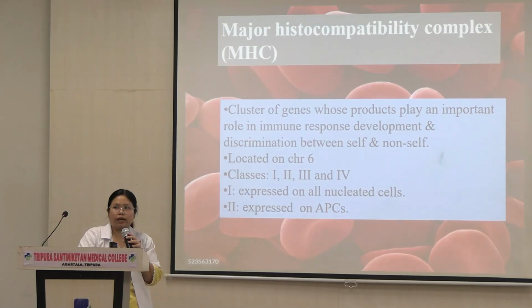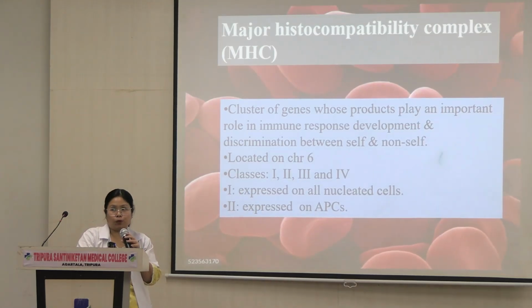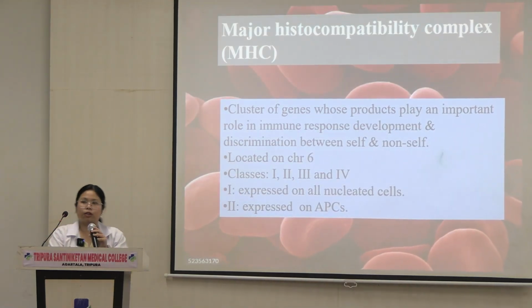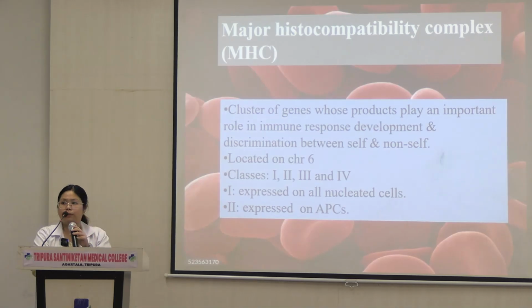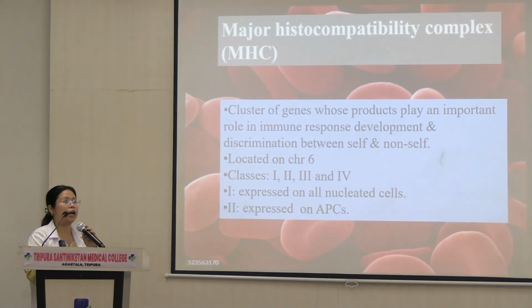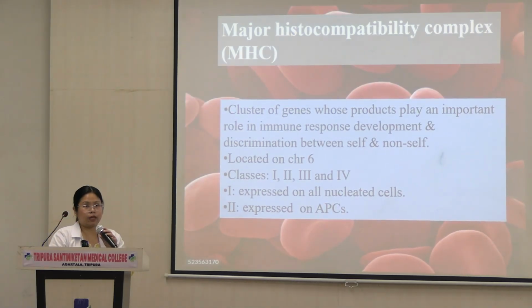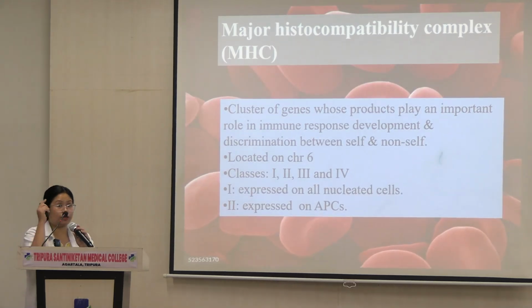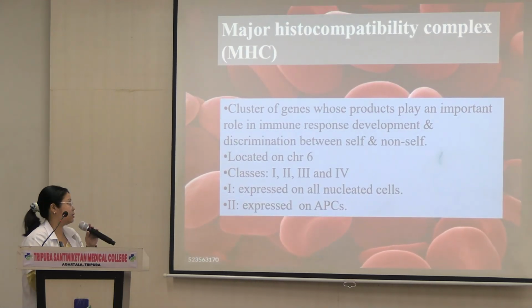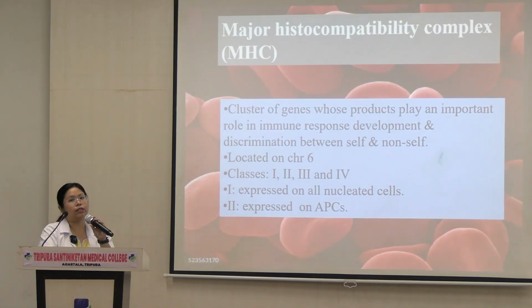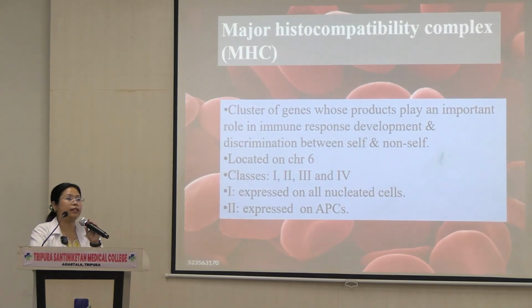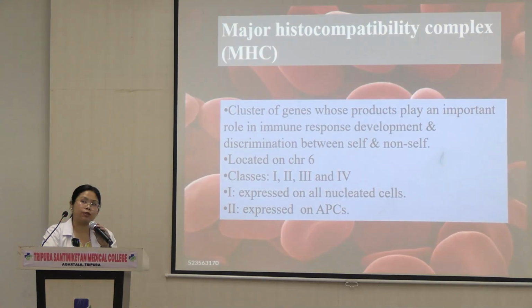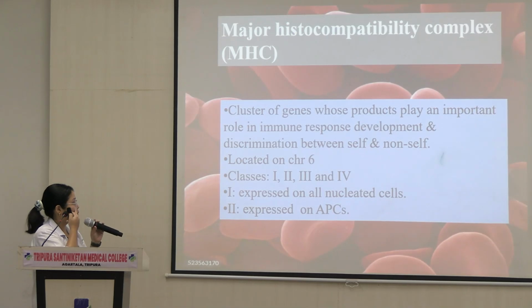Does a mature RBC have a nucleus? No. Reticulocytes, or the immature RBCs, have a nucleus, but the mature RBC does not have a nucleus. So RBC does not have MHC1, okay? But every other cell that has a nucleus will have MHC1 expressed on its surface. Then we have MHC2, which is expressed on antigen presenting cells like macrophages and dendritic cells.